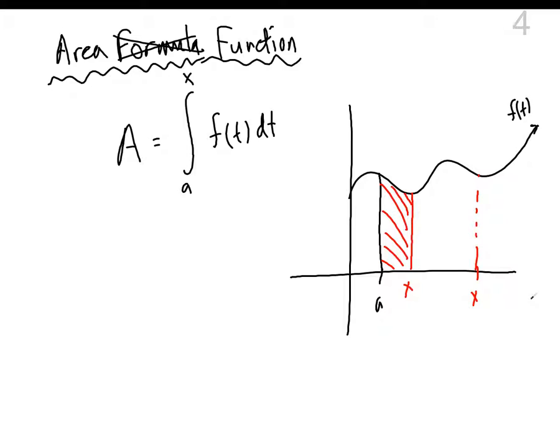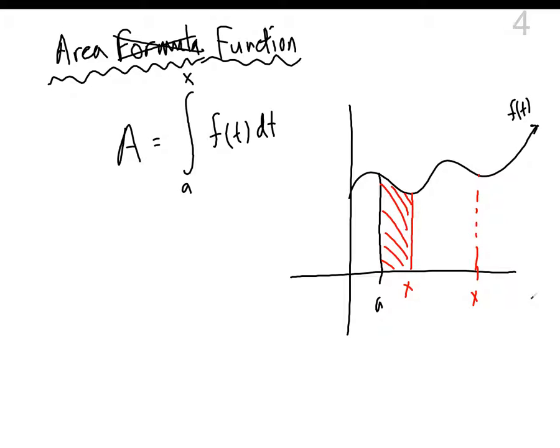It generates an area by taking two values. A is a fixed point, x is variable, and slides back and forth. Okay? That's really all you need to know about an area function. That it's generating an area based on a fixed point, sliding left or right from that fixed point.